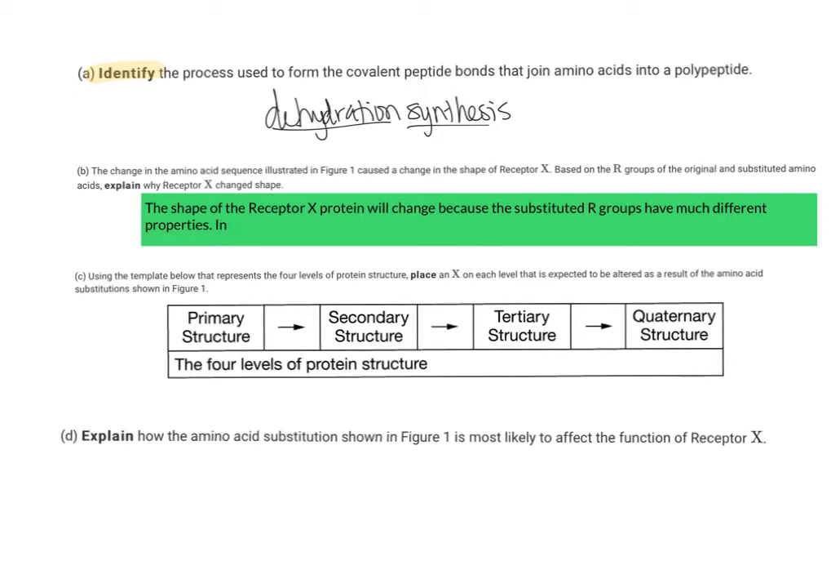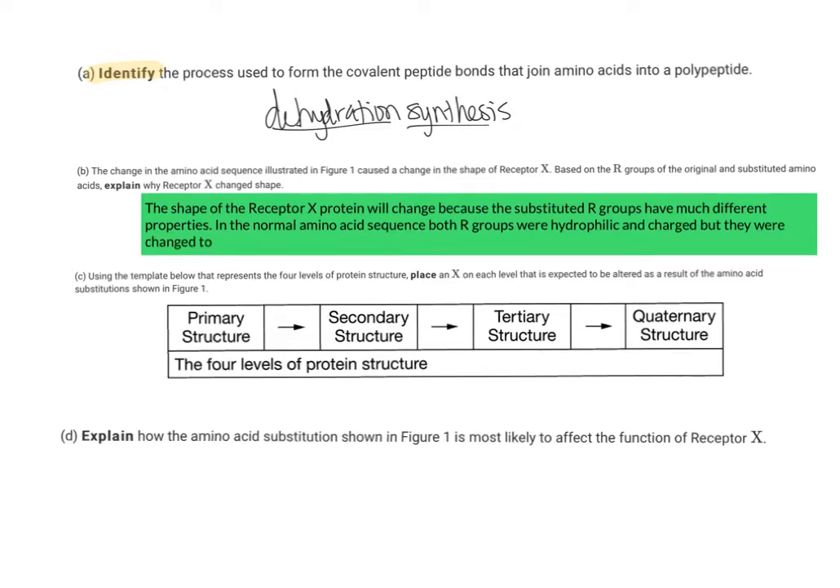In the normal amino acid sequence, both R groups were hydrophilic and charged, but they were changed to uncharged hydrophobic R groups. This will cause the protein to fold differently. And that's our explanation. Okay, now moving on to the next question here.